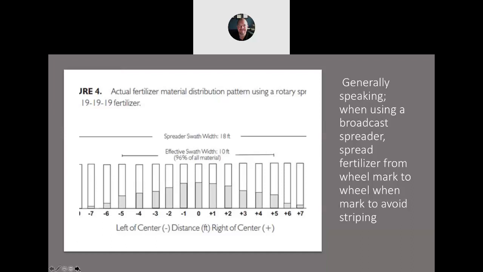That's where probably 90 to 95% of your material is going to end up, in that effective spread width. And a good little trick is, if you look at your wheel marks, try and set up your width based on your spray boom width, the way that the spray sprays out on either side of the boom. You're typically going to set it up so that the fertilizer looks like it's more or less going from wheel mark to wheel mark. Even on walk-behind spreaders, I typically will tell people to go wheel mark to wheel mark. So that works out pretty well.